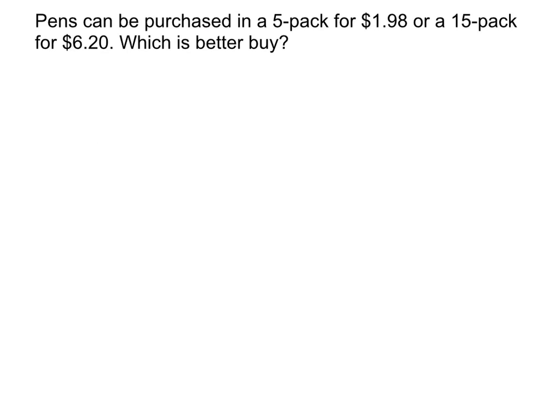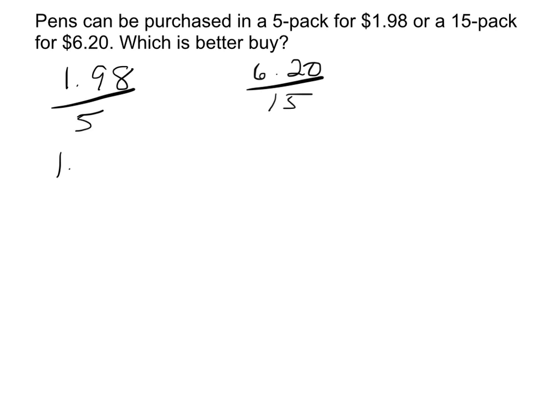All right, in this situation, again, I want the better buy, so I can go to my unit price strategy, $1.98 for a 5-pack compared to $6.20 for a 15-pack. I can do $1.98 divided by 5. I can do $6.20 divided by 15 and get some great numbers. I would like you to figure out what they are. Give me the units. And then I want you to come up with a second type of strategy in which I could compare these two ratios, these rates, and decide which one is the better buy. Find me another strategy.